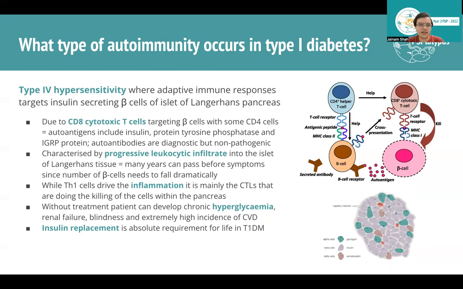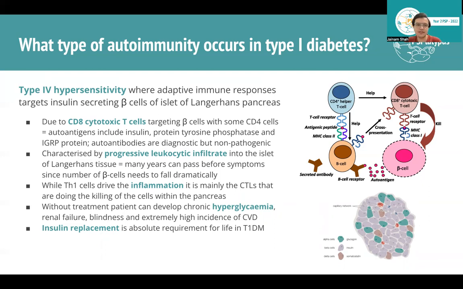How does it happen? Well, you have cytotoxic T cells, the CD8 T cells, which target beta cells within the pancreas. There's also some CD4 cell contribution, but it's mainly the CD8 cytotoxic cells. The autoantigens, the things that the body attacks, can be insulin itself, or other things like tyrosine phosphatase, which is a protein, and the IGRP protein.